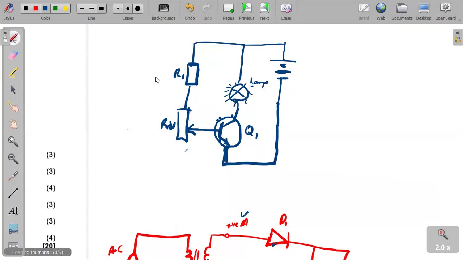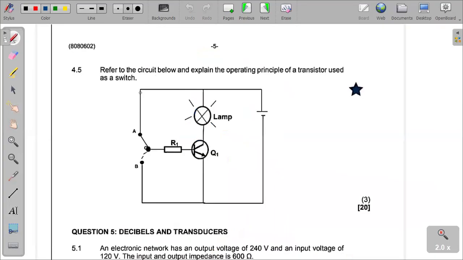Let's quickly go to 4.5. So we have 4.5. Refer to the circuit diagram below and explain the operation of the transistor used as a switch.